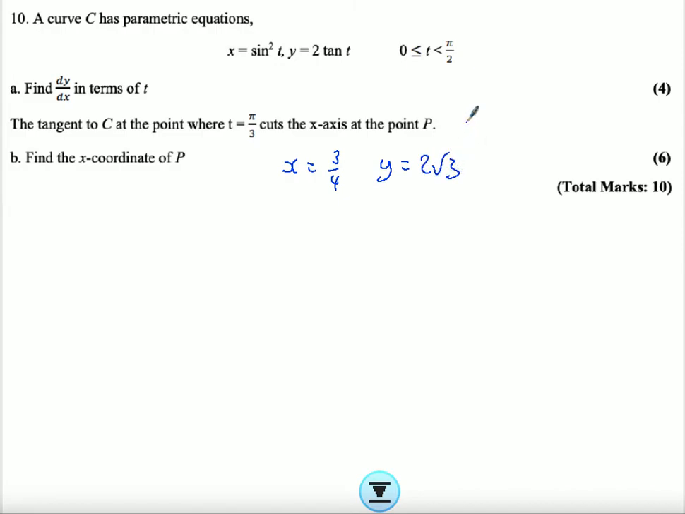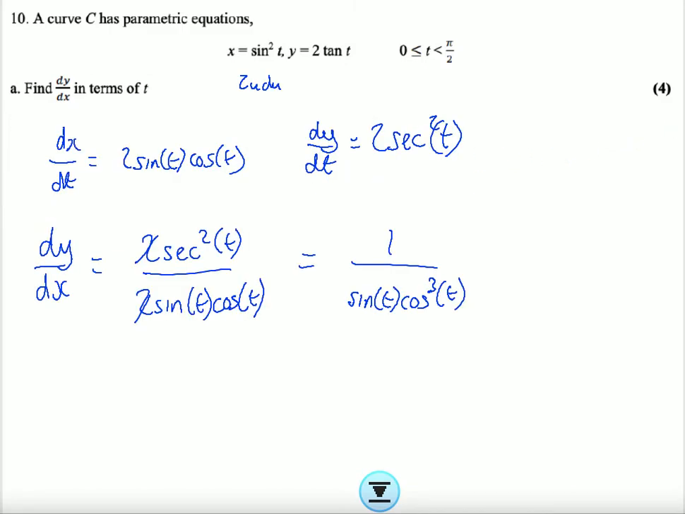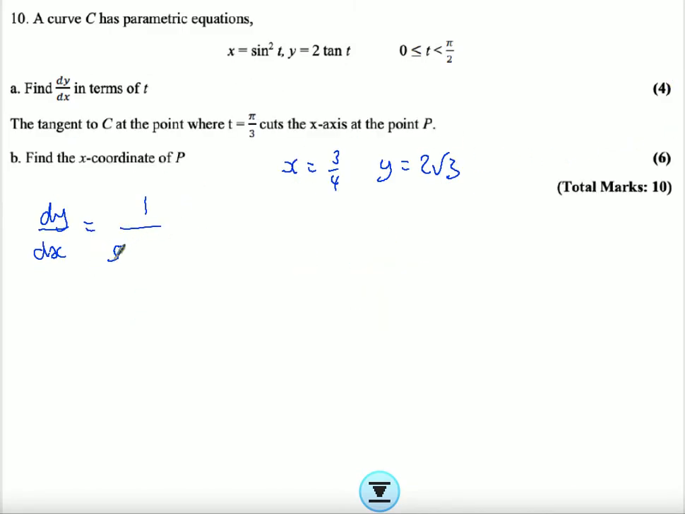And then we can work out what the gradient is. So dy by dx was 1 over sine t cos cubed t. So sine pi over 3 cos cubed pi over 3. Let me just type that into my calculator. Okay, so that comes out at 16 root 3 over 3.